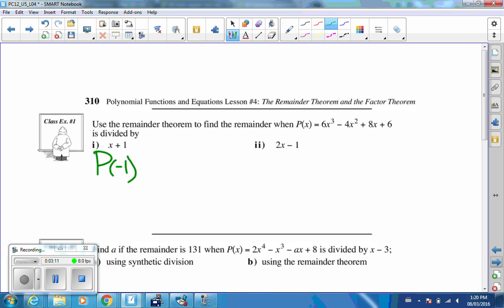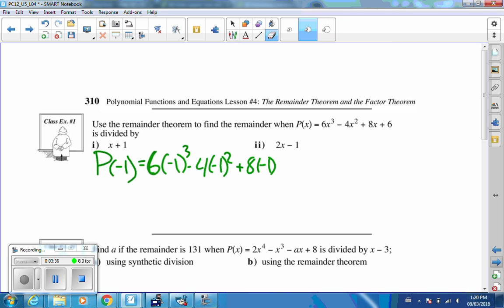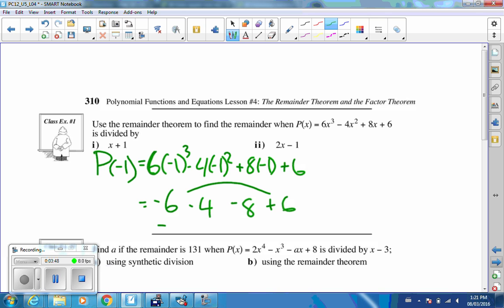I don't actually want to do this. All right, I'll show you this one, and then I'll show you how to use your calculator, because I am lazy. Anyway, 6 times -1 cubed minus, let's try that again, 4 times -1 squared plus 8 times -1 plus 6, -6, -4, -8, and +6. These two cancel, so -12, I think, should be what we get.